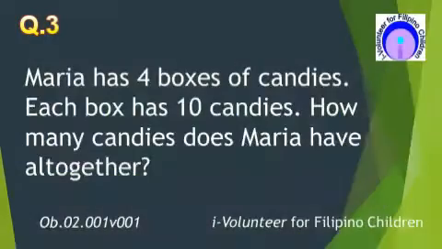Question number 3. Maria has 4 boxes of candies. Each box has 10 candies. How many candies does Maria have altogether? I repeat. Maria has 4 boxes of candies. Each box has 10 candies. How many candies does Maria have altogether? Your timer starts now.